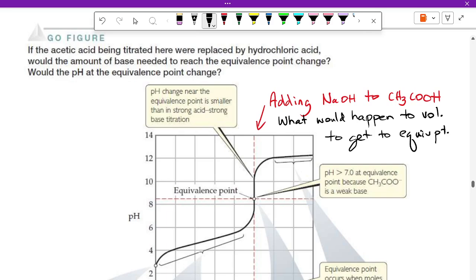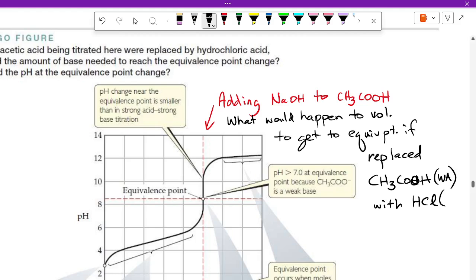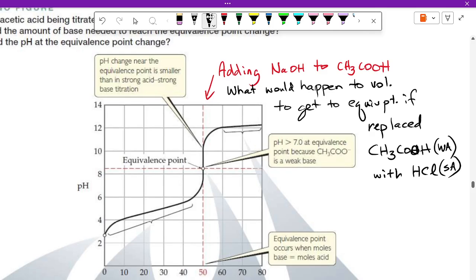If we replace the acetic acid with HCl, so if we replaced the weak acid with a strong acid. Right now, it takes 50 milliliters. We're going to keep the concentration the same.